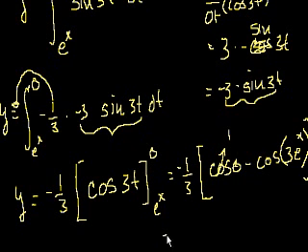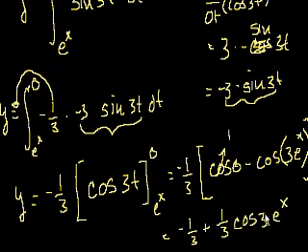So if we multiply all of this out, -1/3 times this is -1/3, and -1/3 times this is plus 1/3 cosine of 3e to the x.